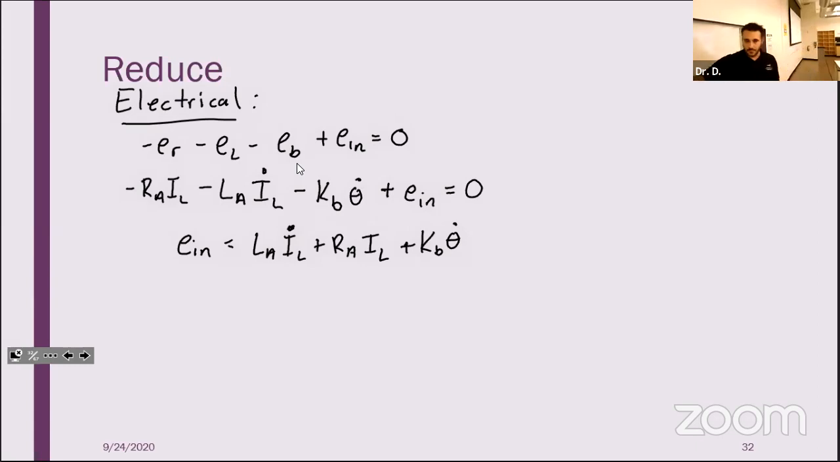But look, now we're coupled. We're now coupled here, right? We're coupled to our mechanical system. And that's fantastic, because if they weren't coupled, then this wouldn't be an electromechanical system.